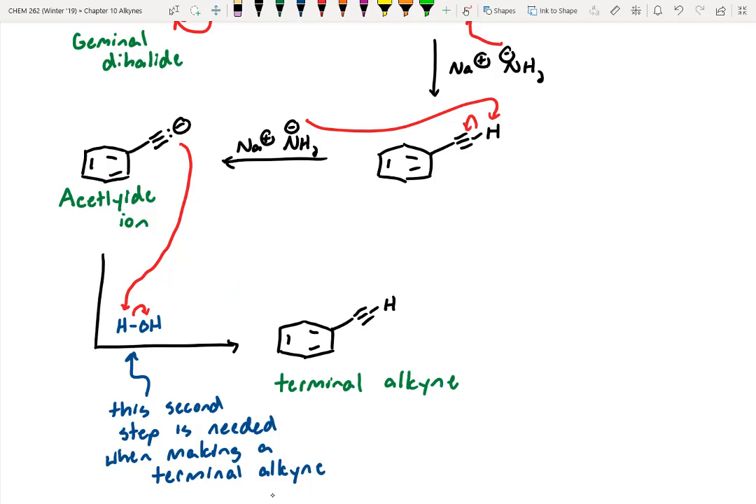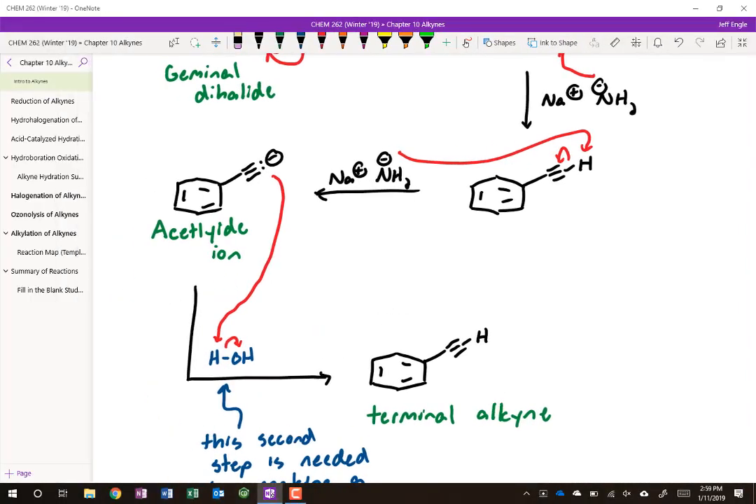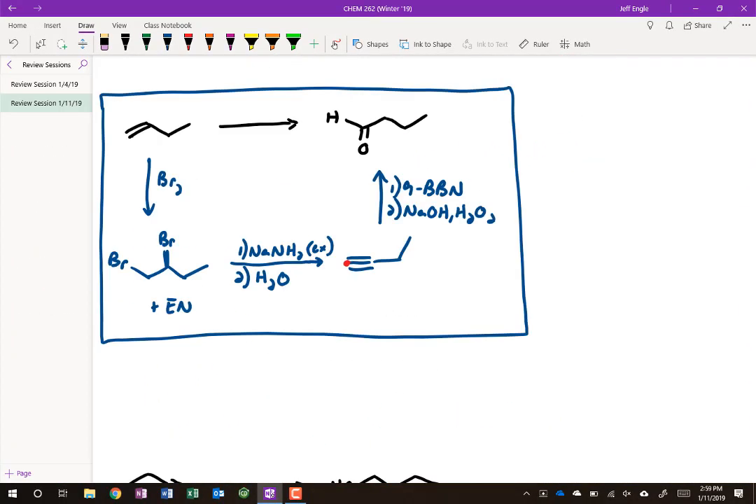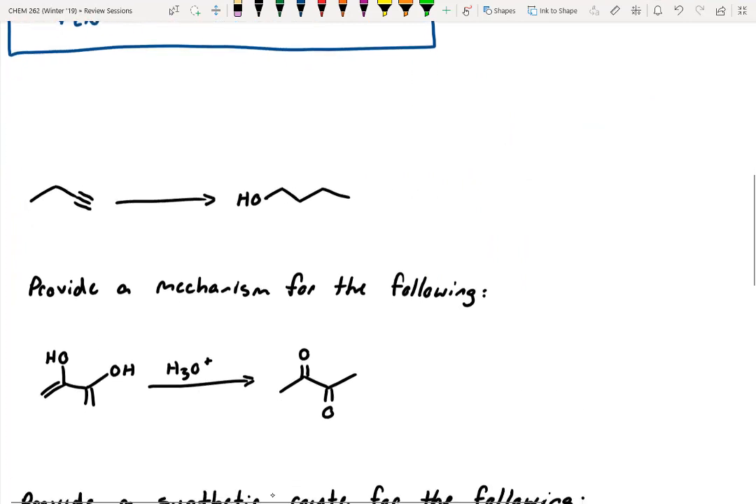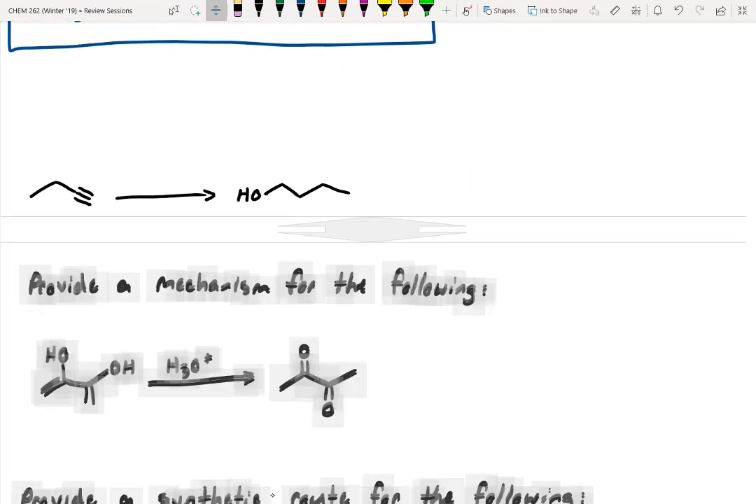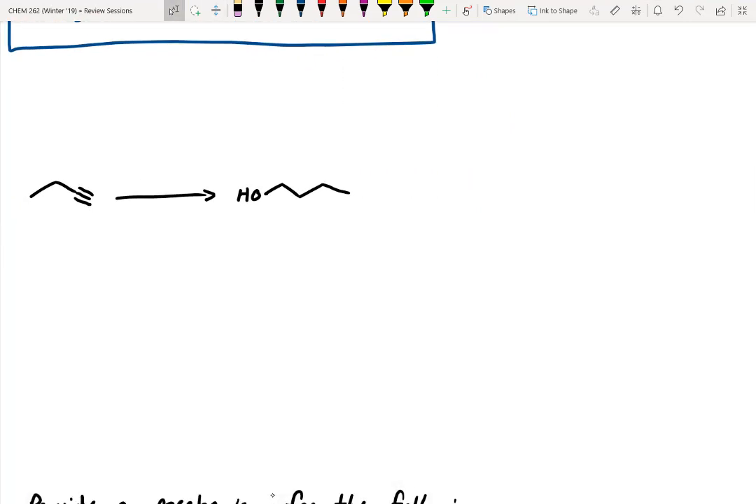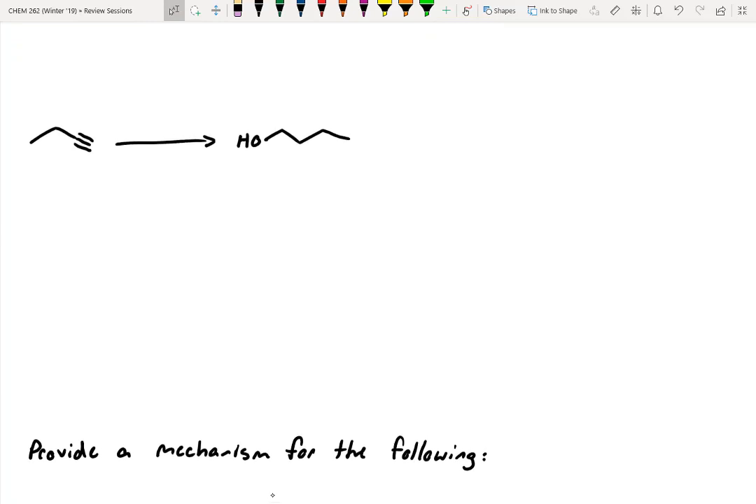Yeah, good question. All right, so we've gone through 2 of these. Let's do the next one. The next one, we've got an alkyne going to an alcohol. We can't create an alcohol directly from an alkyne, but we can make an alcohol directly from an alkene, or we can make it from an alkyl halide. Which one do we want to do? Or should we do both? Let's do both.